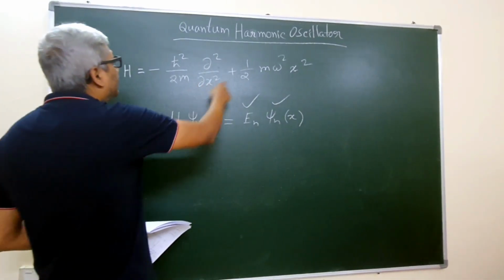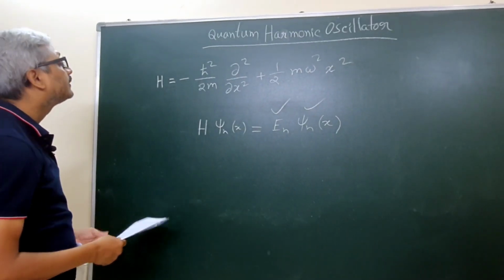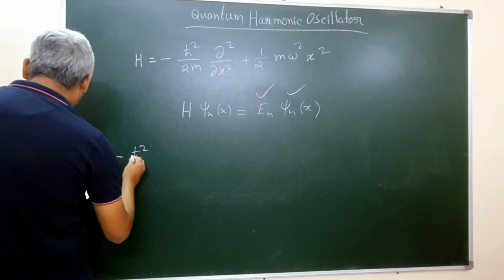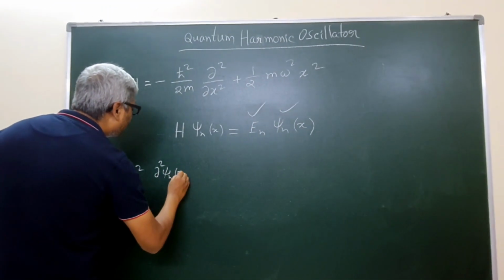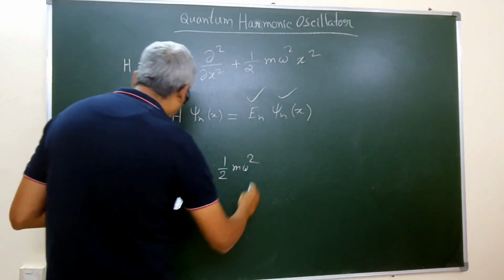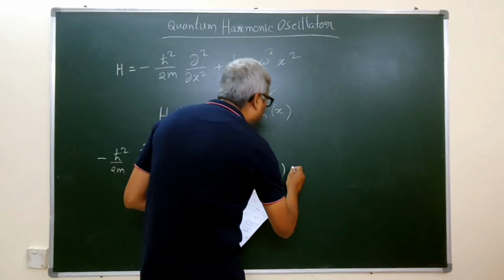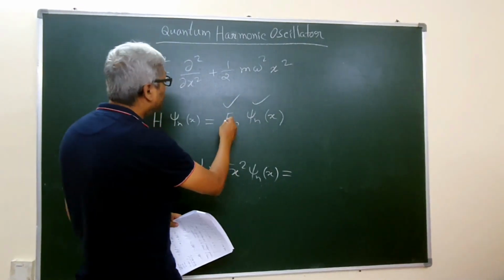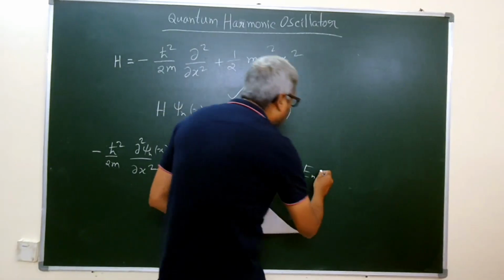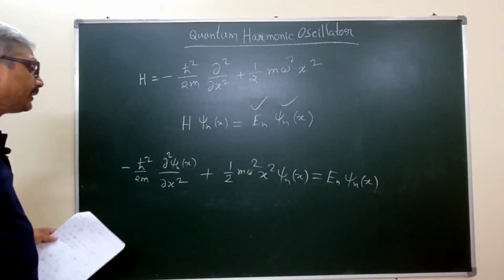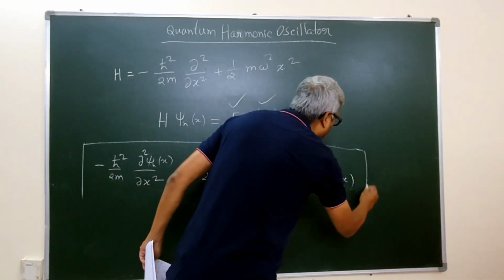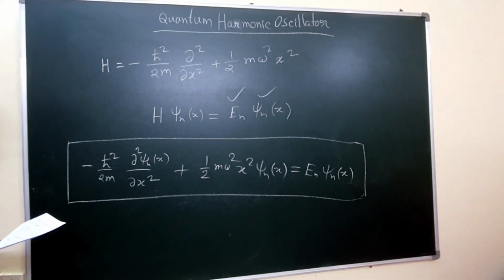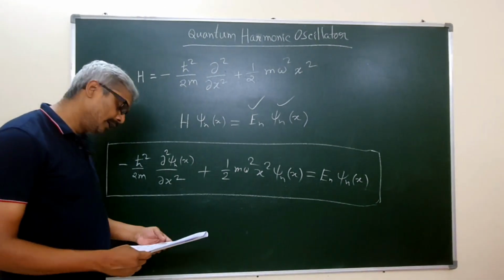Let us now substitute the expression of H over here. Then we obtain this equation: minus h bar square by twice m, del square psi n(x) by del x square, plus half m omega square x square psi n(x), is equal to E n psi n(x). The left hand side is H acting on psi n(x), and the right hand side is the eigenvalues times the eigenstates. This is called the time independent Schrodinger equation for this harmonic oscillator problem, and the solution can be obtained in terms of the Hermite polynomials.